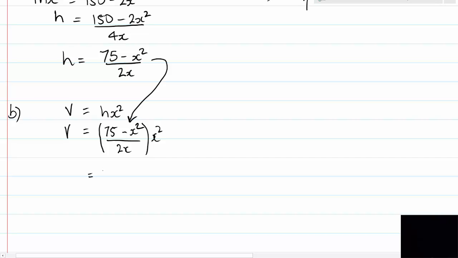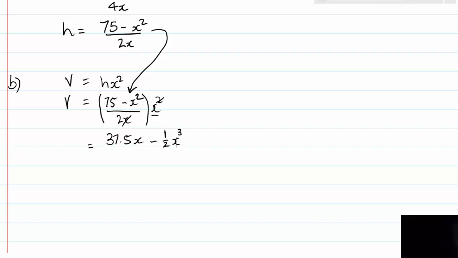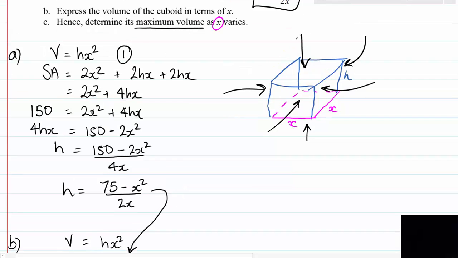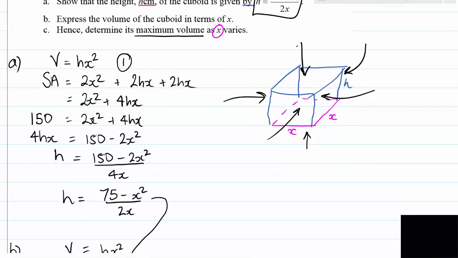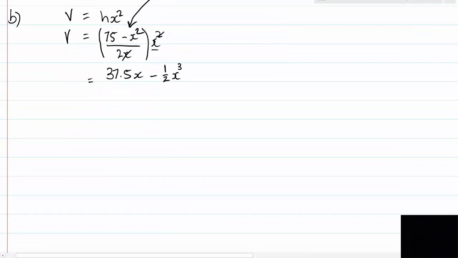Now I'm going to simplify this term. One of the x's on the outside cancels the x on the base. 75 divided by 2 is 37.5 with an x, that residual x at the front there, minus a half x cubed. So now I've got my function as a function of x, and question B actually states express the volume of the cuboid in terms of x. So I'm very happy with that.